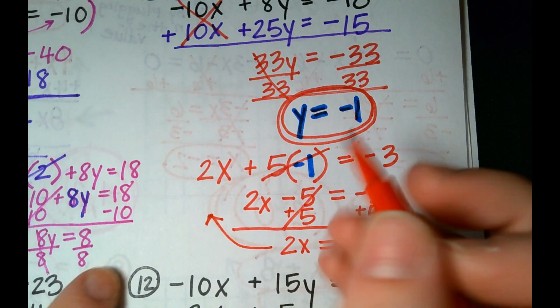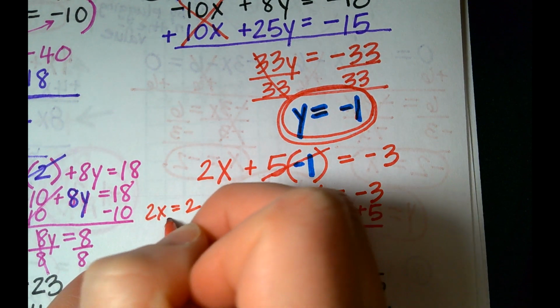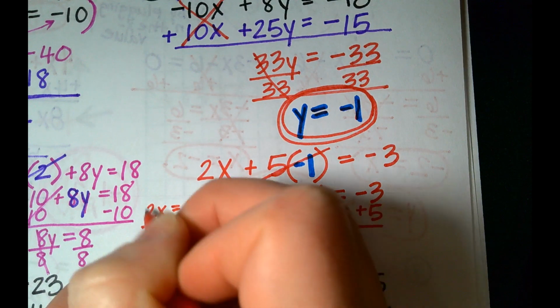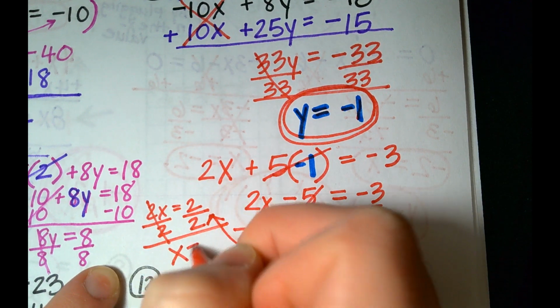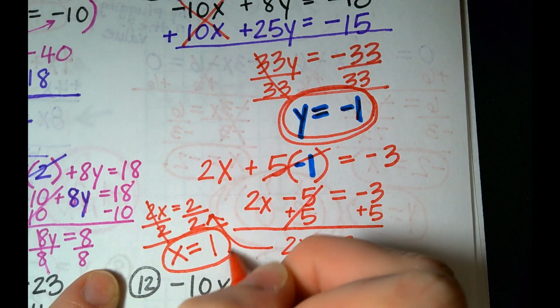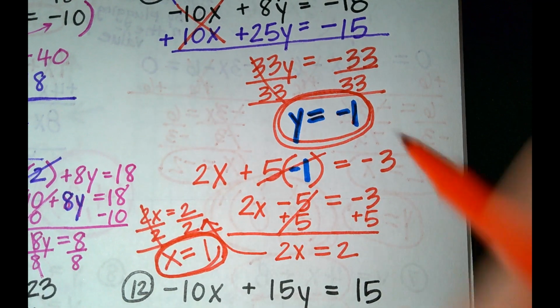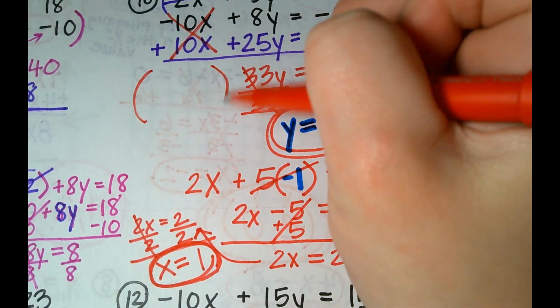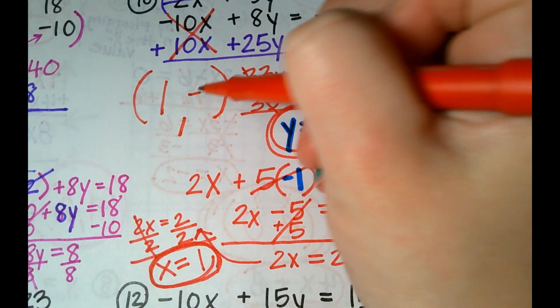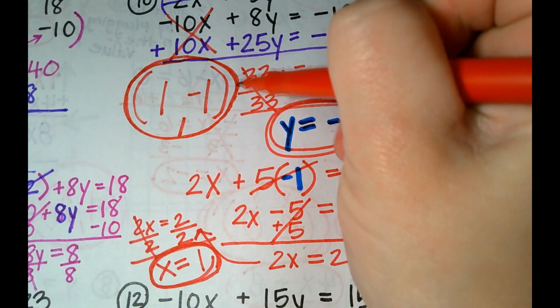Divide by 2. I'm going to rewrite it over here. 2x equals 2. Divide by 2 on both sides. And we get x equals 1. So x is 1. Y is negative 1. Our coordinate would be 1, negative 1. Perfect.